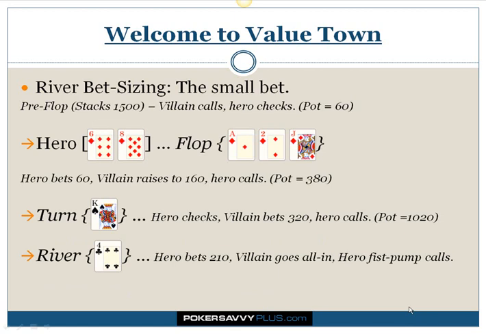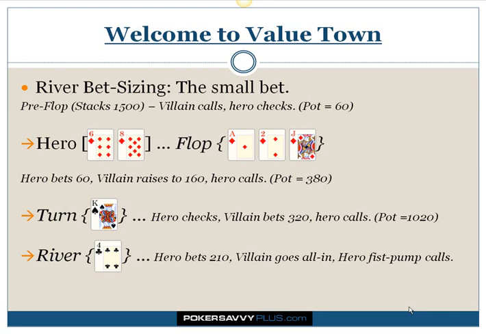The last value line which I want to talk about is the small bet. And by no means am I saying that I actually played this hand optimally at the time, because the more that I look at this hand, the less I think that I actually did play it all that well. But in the end, it actually worked out for me. Maybe I ran a bit good or something like that.